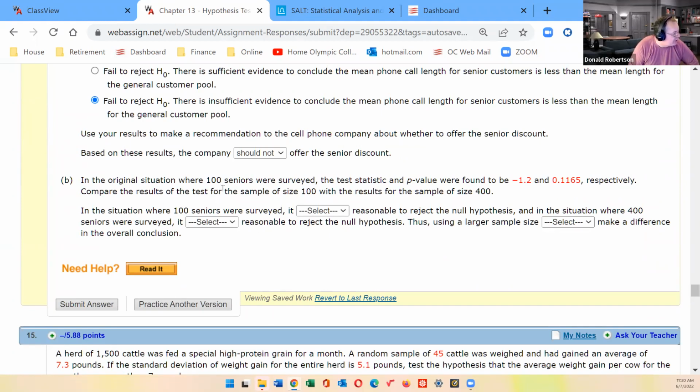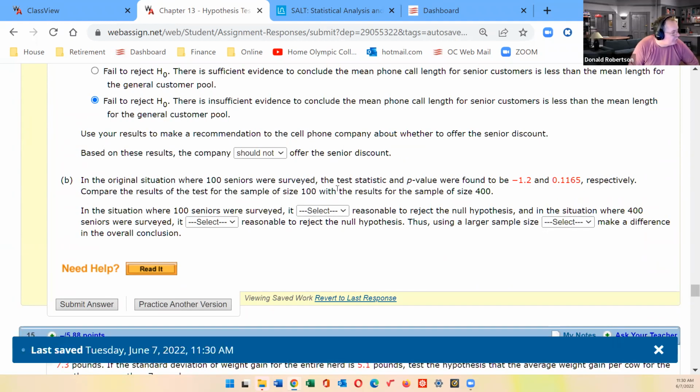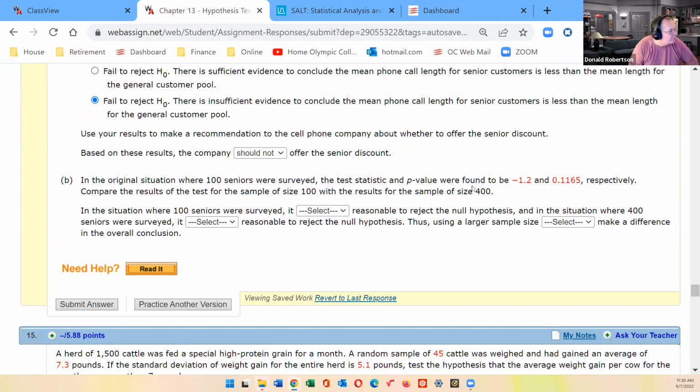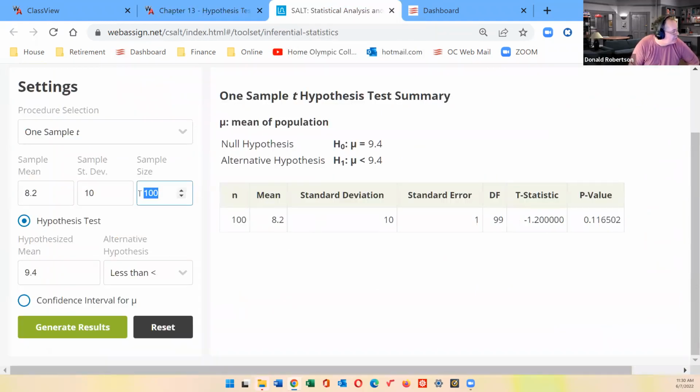Compare the results to the test for the sample of size 100 with the results for the sample size of 400. So what we're going to do now is go back to here and pretend that we got the same results, but from 400. So everything else is the same: same average, same standard deviation, same everything. One change, 400 people. Do you think that the T and the P value are going to change because I'm now using a bigger sample? Yeah, and they should change.